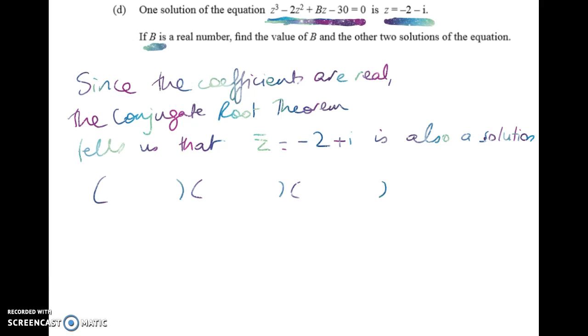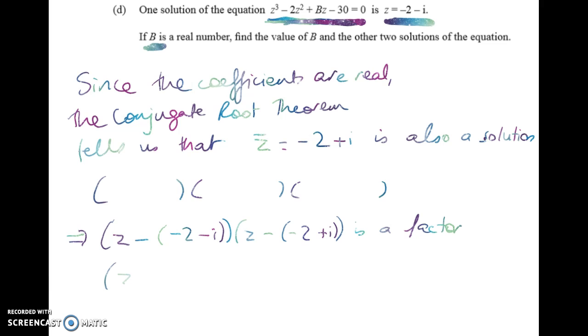But there are easy ways to do the next bit, and there are messy ways. My favourite way to do the next part is this. We can say that (z minus (-2 minus i)) times (z minus (-2 plus i)) is a factor. And we can pretty easily write that like this: (z plus 2 plus i) times (z plus 2 minus i).